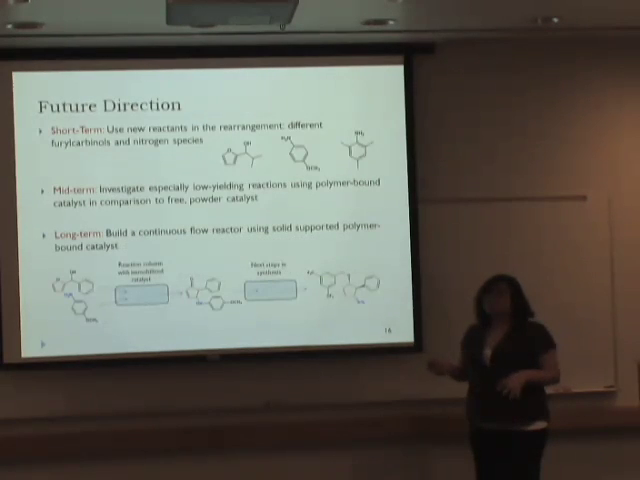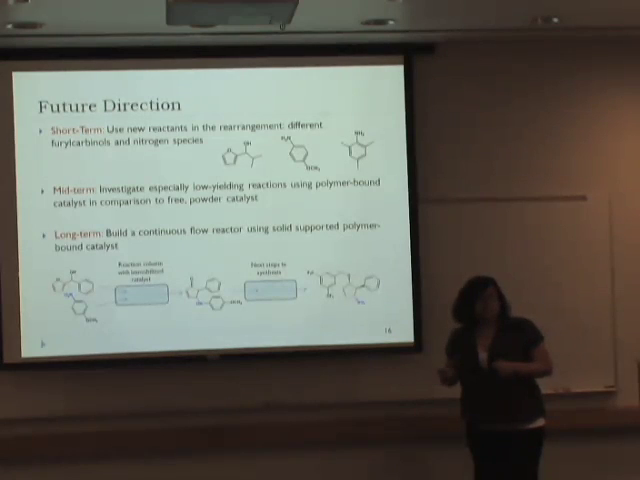In these short weeks, there wasn't a lot that I could actually do, but in the future, I'm hoping to test different furylcarbinols and different amine species as well, using the polymer-bound catalyst, and also investigate the especially low-yielding reactions that my mentor and others have run, and see if maybe the polymer catalyst behaves a little bit better in producing better yields in those.